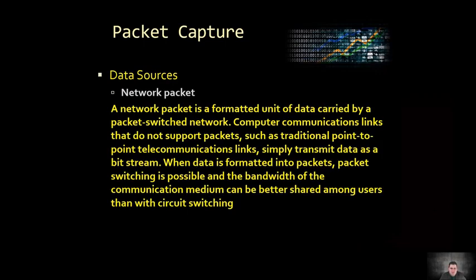Computer communication links that do not support packets, such as traditional point-to-point communication or a telecommunication link, simply transmit data as a bit stream. An example of it is whenever you have a printer communicating to your machine using a USB port, they don't have packets much. They just have a stream of data with some header and trailer that tell you where the beginning is and where the end is, and some protocol that carries the data to them. So this is a type of network that doesn't have packets, but the whole communication can be considered as a packet itself. Why is it not a packet? Because there's no stack of communication.